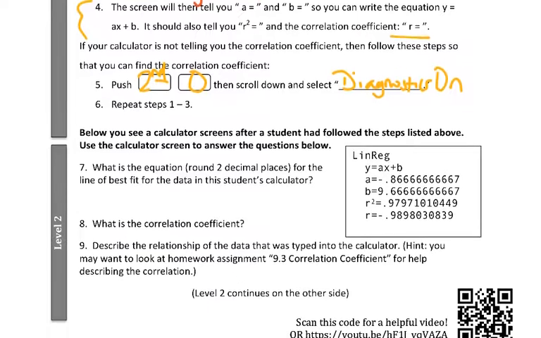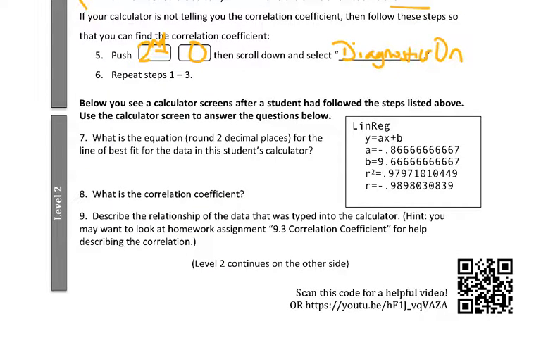Now, because I know that most of you won't have a graphing calculator at home, I did the work for you already. I typed in a bunch of data for you, and I followed steps 1 through 3, and this is what showed up on my calculator screen. I want to see if you can translate that information from the given calculator screen to answer these questions. So, question 7, what is the equation, rounded to 2 decimal places, for the line of best fit according to this calculator screen?